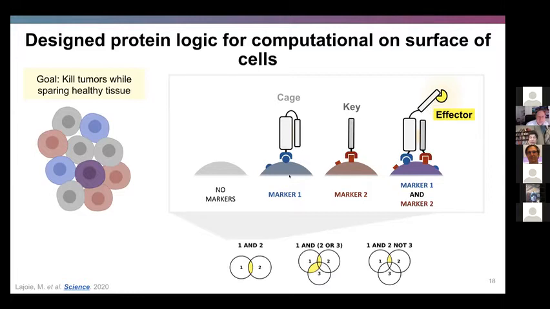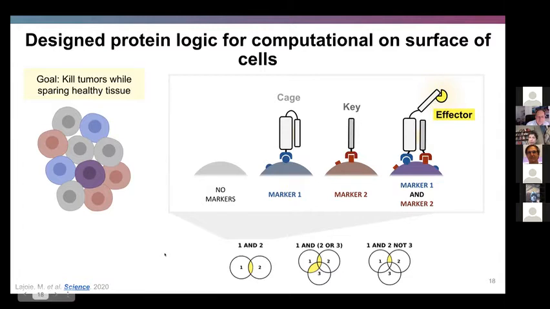So the way we can do this is similar to what I just described. We can have one component of the system be directed to bind to one marker, the other component bind to another marker. And only when they're both there does the system open, exposing an element that recruits the system, which then kills the cell.